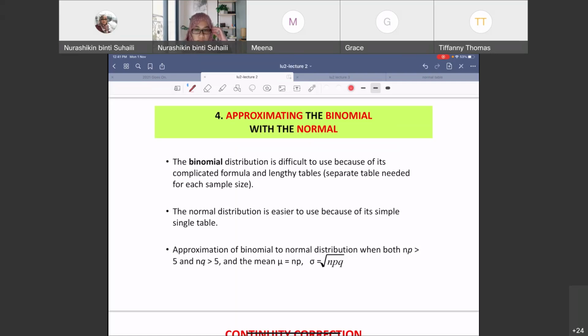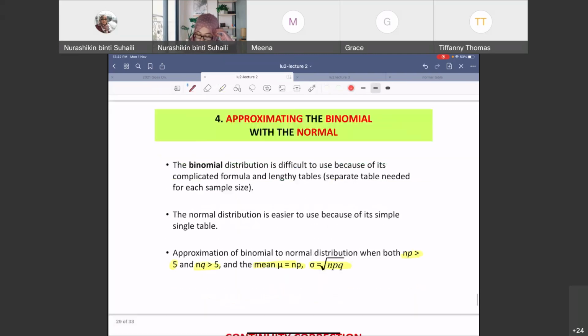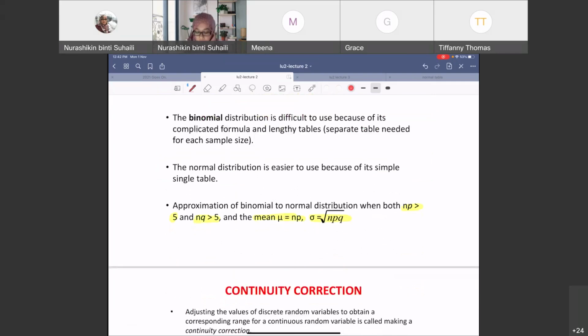But in what situations can we use normal distribution? It should satisfy this requirement. NP should be equal to or more than 5, and also NQ should be more than 5, and only then we can apply the mean and this formula. So what is P? Remember when we studied binomial, there is a probability of type 1 event. Sometimes P is given as 0.35, 0.4. So that is the P, type 1 event. The type 2 event is 1 minus P, and here we denote it as Q.